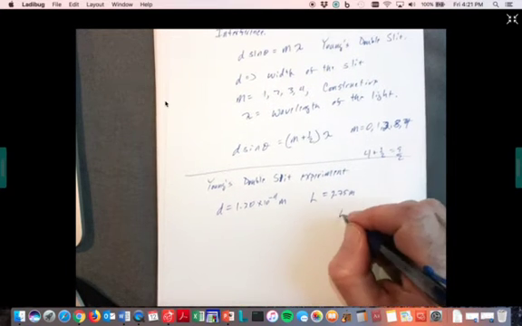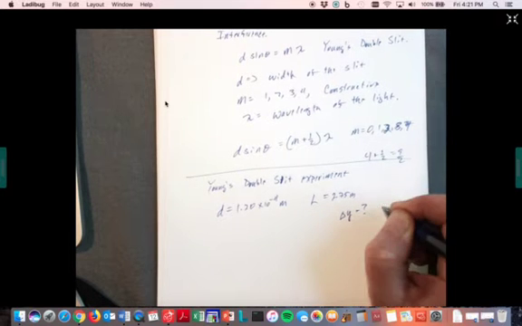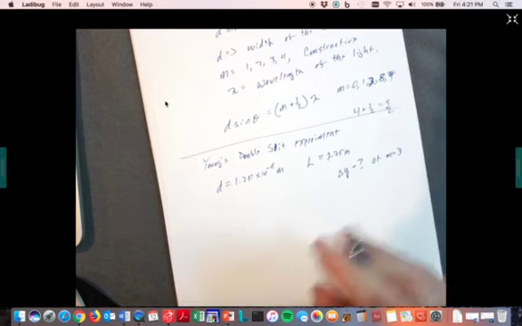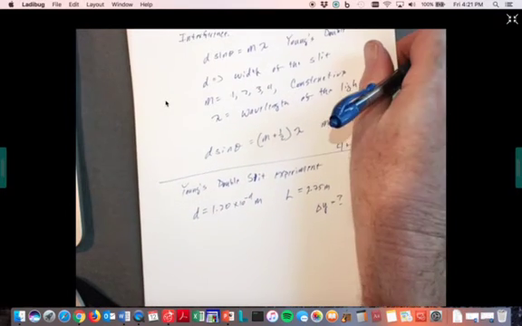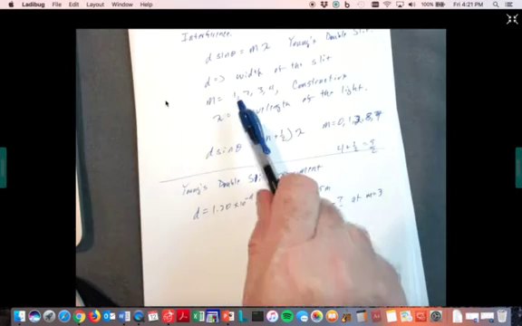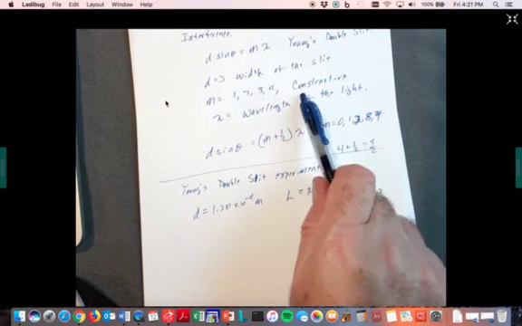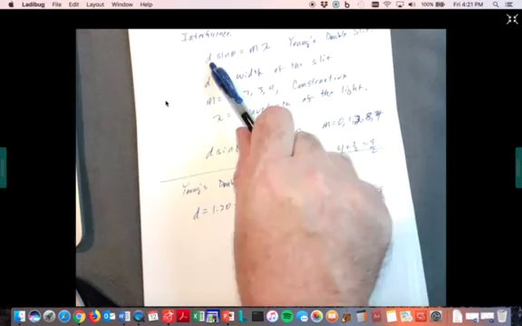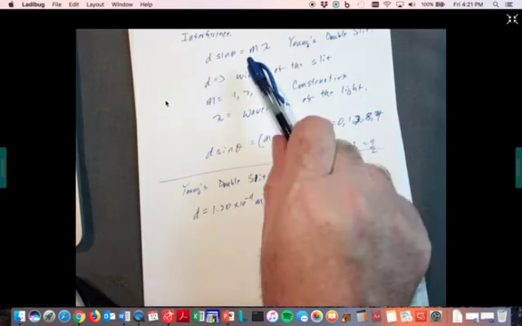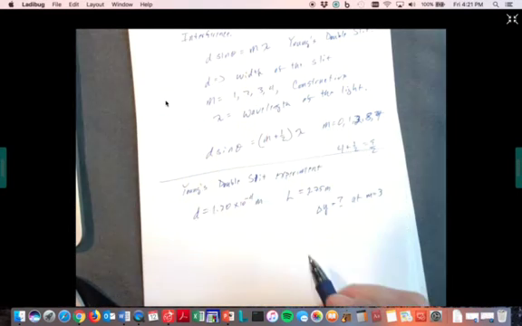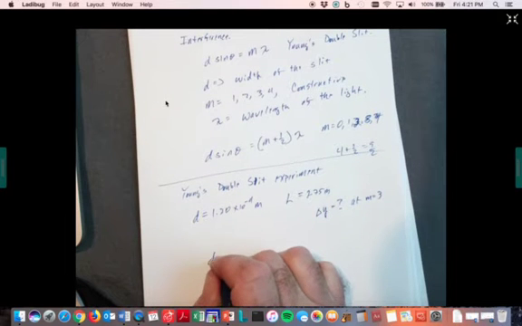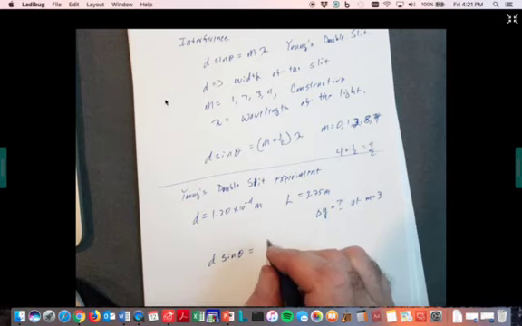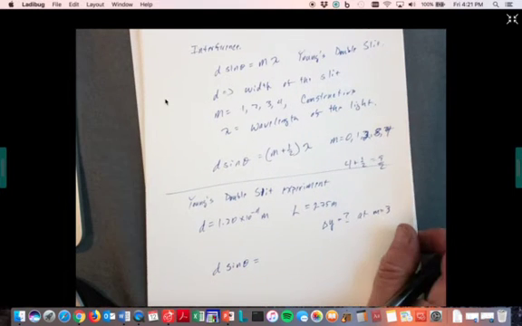So at m equals 3, this is constructive. It's a bright fringe, so it's constructive interference. So we're going to look at this equation here: d sine theta equals m times lambda, and we're going to put a 3 in for m.